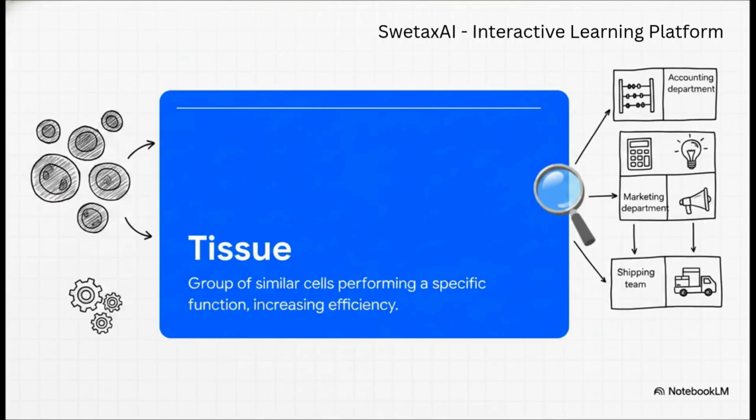So, let's lock this core concept in. A tissue is defined as a group of similar cells performing a specific function. If cells are the individual workers, tissues are the specialized departments. You've got your accounting department, your marketing team, shipping and receiving. This right here is where the real, focused work of life begins. By having specific cells focus exclusively on just one job, the entire organism runs like a completely well-oiled machine.